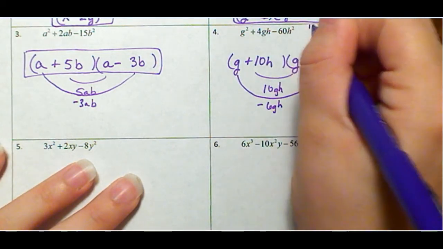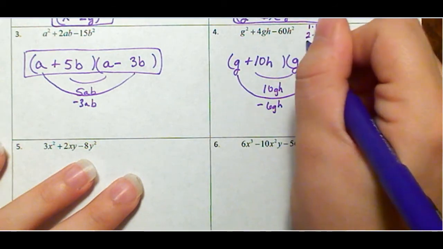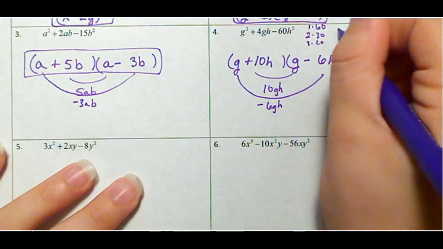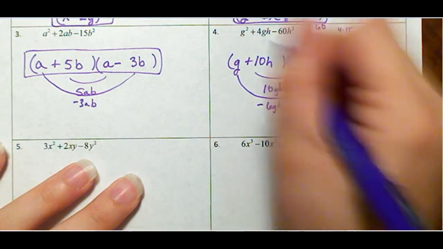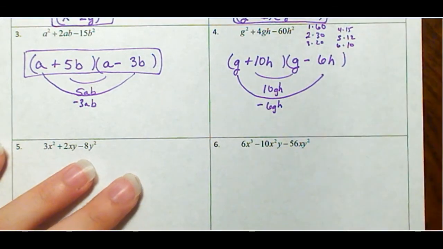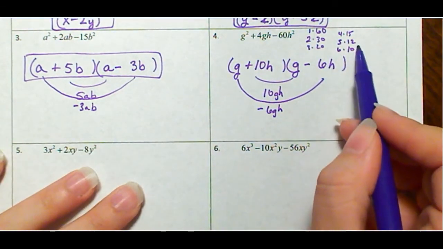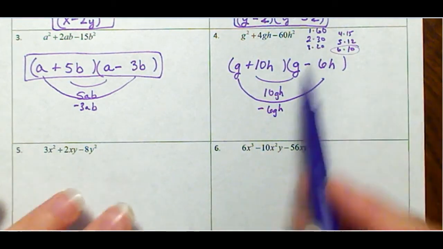So there are quite a few factors of 60: 1 and 60, 2 and 30, 3 and 20. There's a lot of these: 4 times 15, 5 times 12, 6 times 10. So I, again, started with the smallest, 6 and 10, because there's a lot of factors to choose from, and I tried those and they worked.